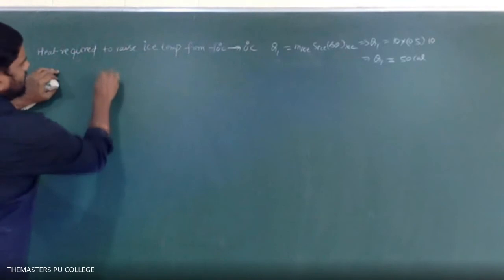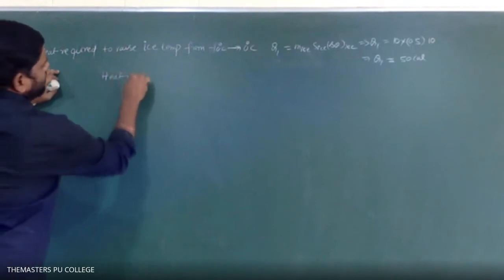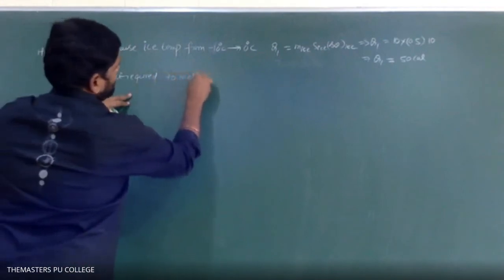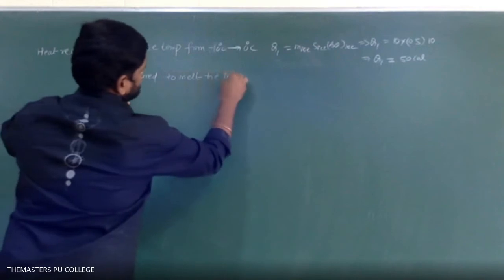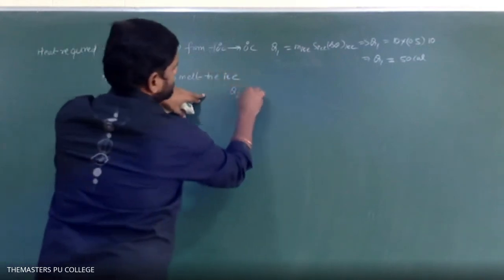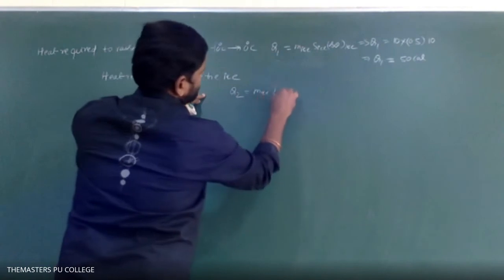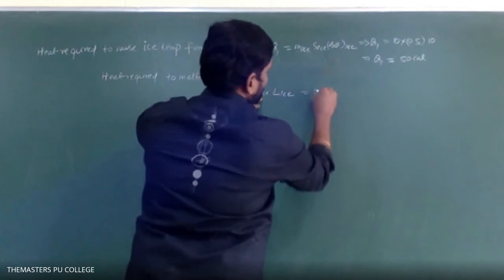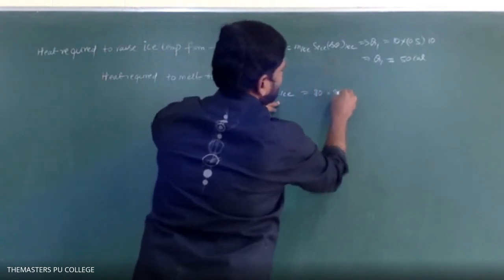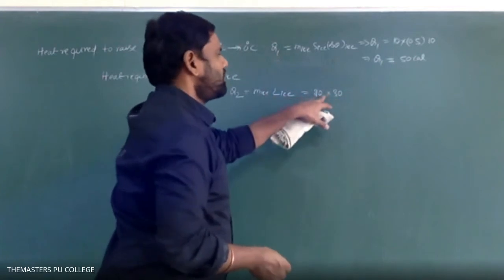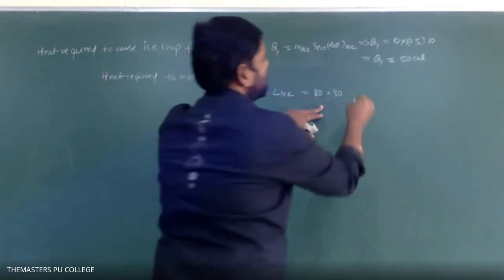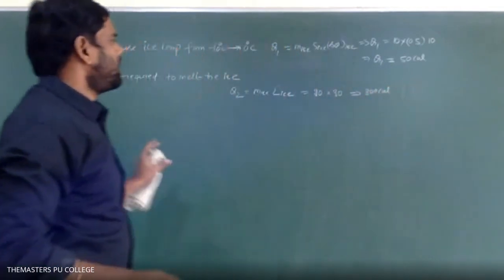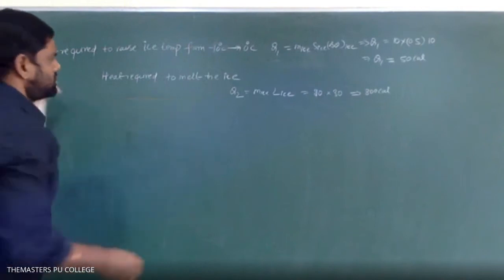Next, heat required to melt the ice. Therefore, Q2 equals mass of ice into latent heat of ice. Mass of ice is 10 gram, which they have given in the problem. Latent heat of ice is 80 calorie per gram. Here calorie per gram gets cancelled. Then we will get 800 calories. 800 calories of heat is required to melt that ice.